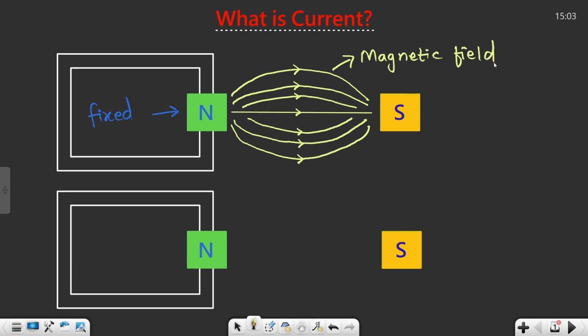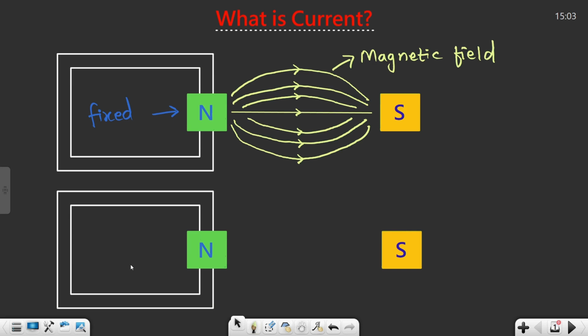Let's say I am bringing this particular south pole closer and closer to this particular north pole, what is going to happen? Obviously they'll get attached, something like this. So I can say the magnetic field has increased as I'm moving the south pole closer to this north pole. I hope you are able to understand this. So this was a small analogy. We are going to use this analogy to understand the concept of current. You will be able to understand this, don't worry about that.